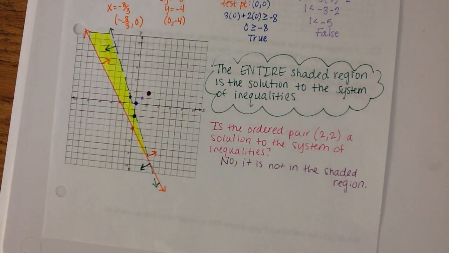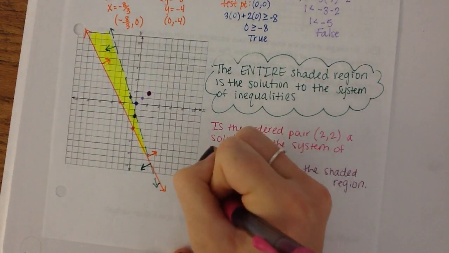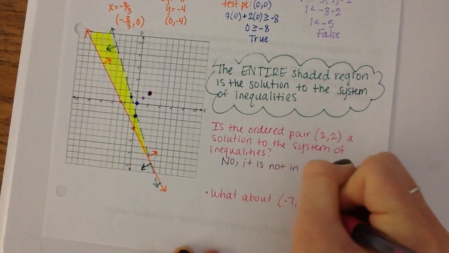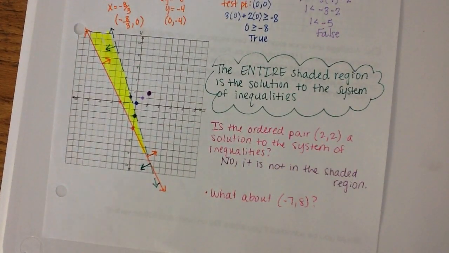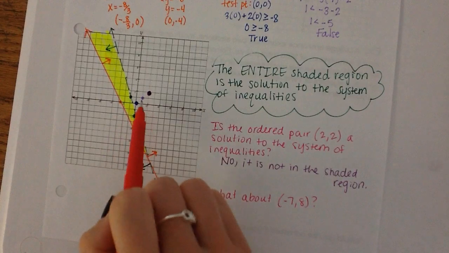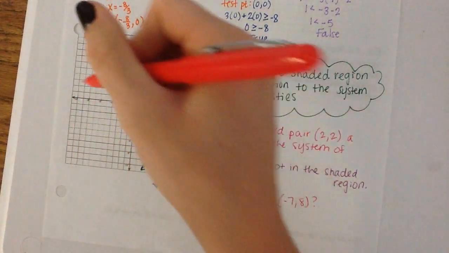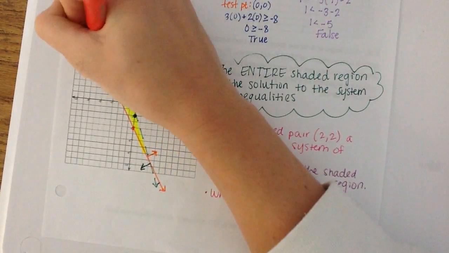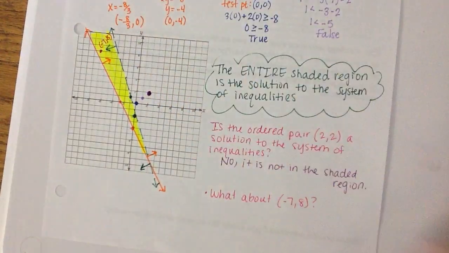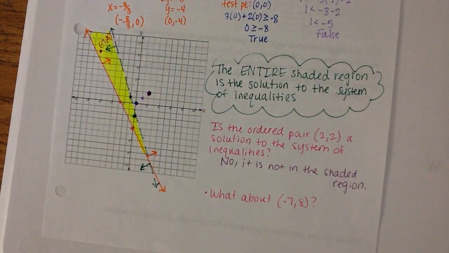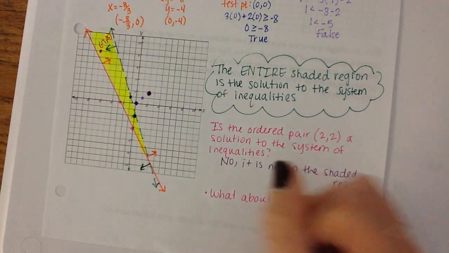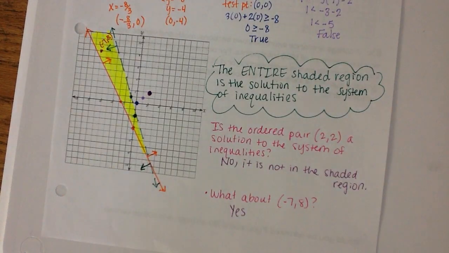One more thing. What about the point negative 7, 8? Is that a solution to the system of inequalities? So let's find where this point is. We're going over negative 7 to the left, up 8. So it looks like our point would be right there. So it'd be the point negative 7, 8. We can see that this point is inside the shaded region. So yes, that point is a solution.